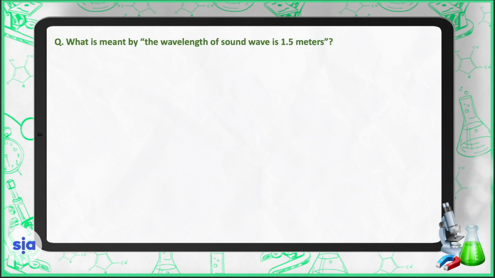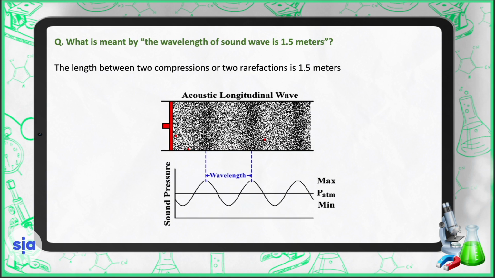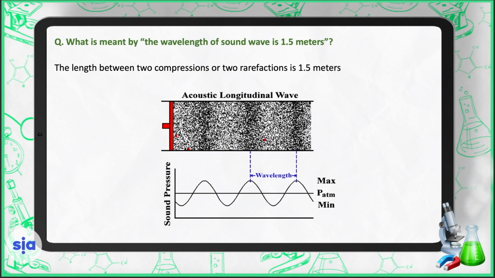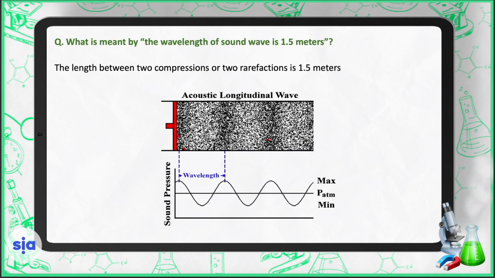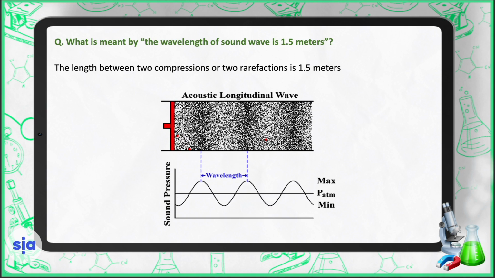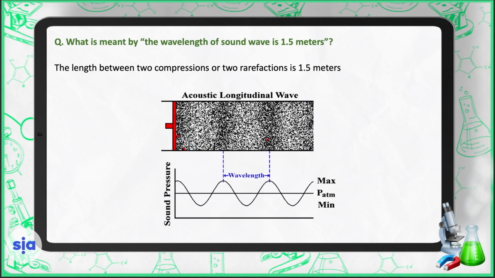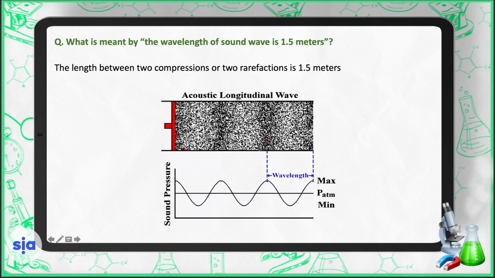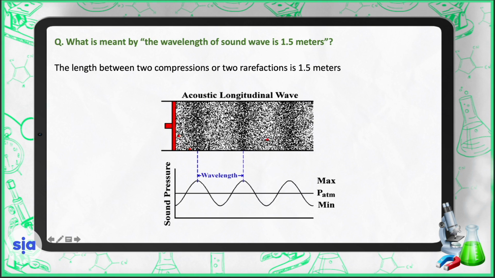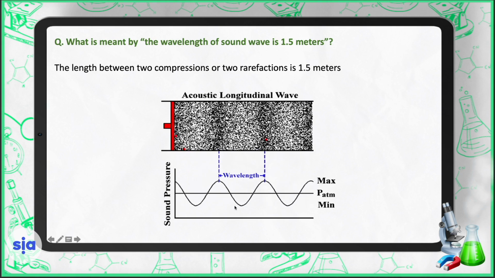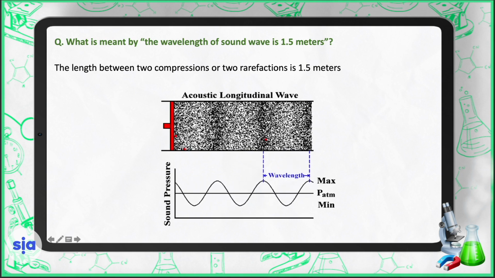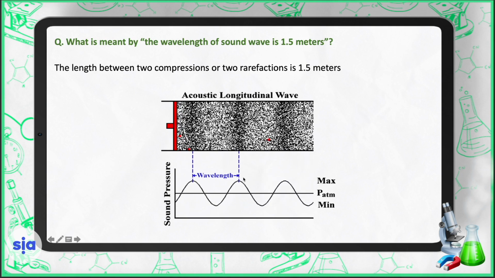What is meant by a wavelength of a sound wave of 1.5 meters? This means that the length between two compressions or two rarefactions is 1.5 meters. And if you remember, we said before that the crest of the wave is represented by the compressions and the rarefaction area is represented by the trough. So, the distance between any two compressions or any two rarefactions is called the wavelength.